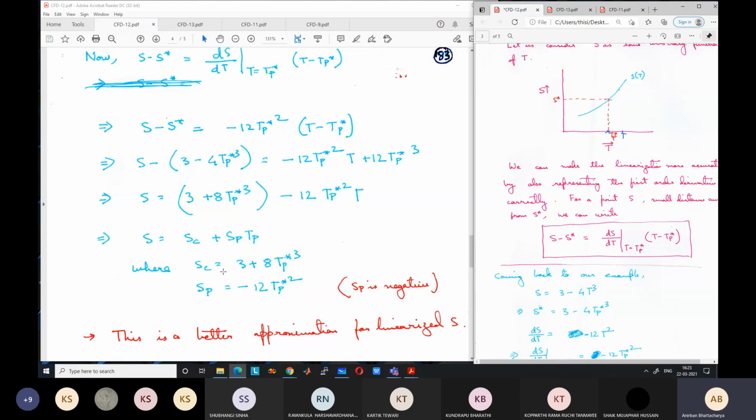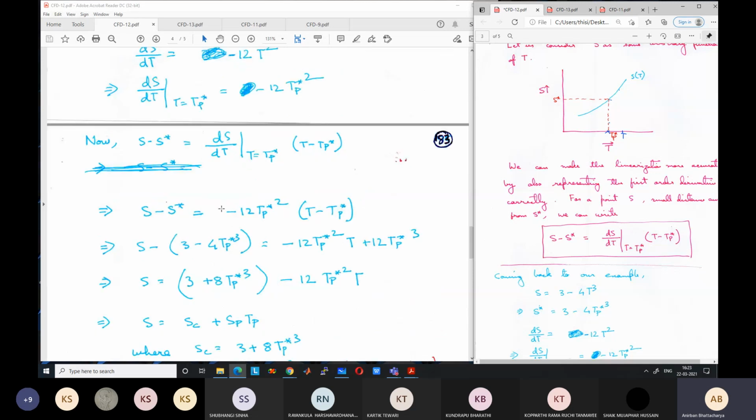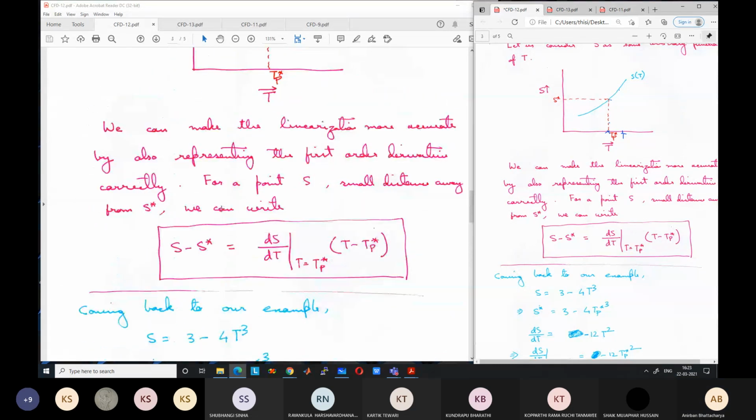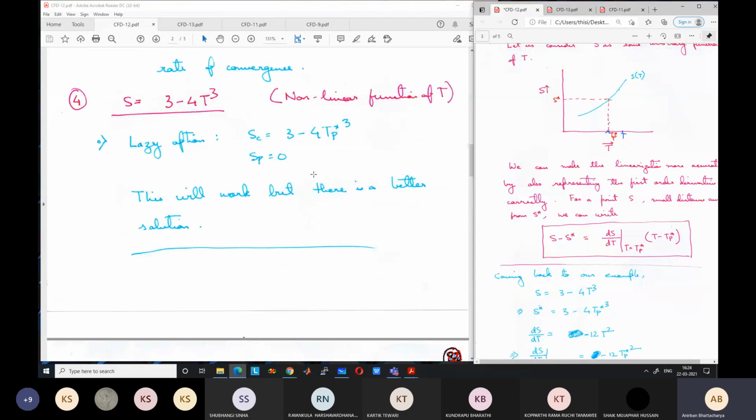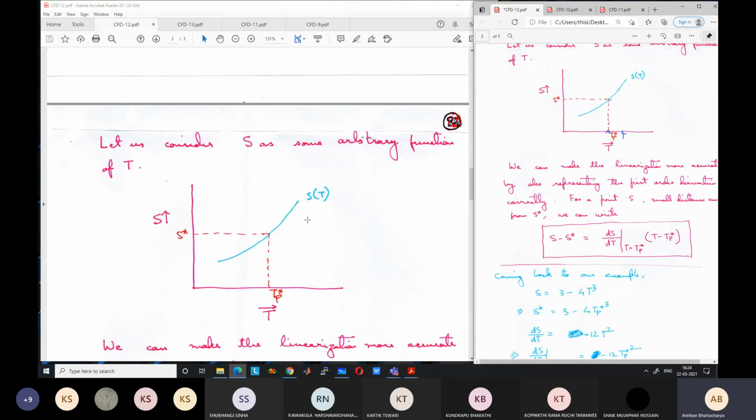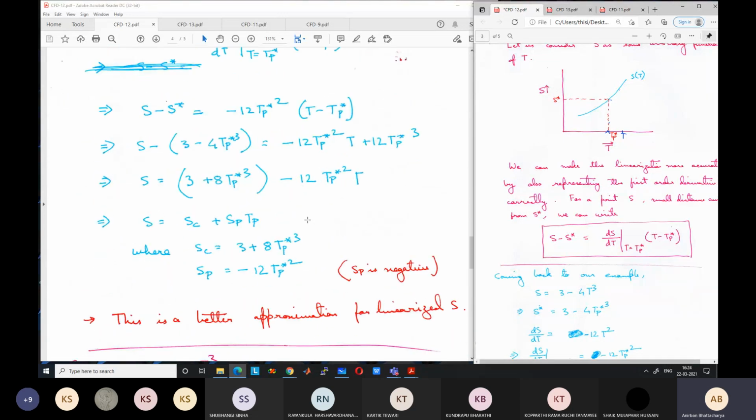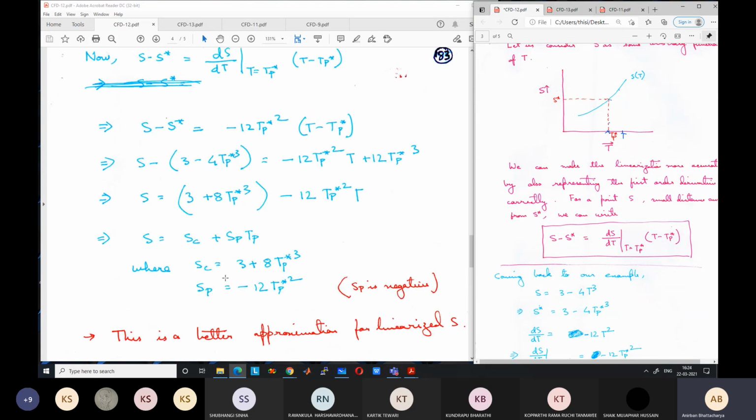As SP is negative, this is a valid approximation. This will lead to faster convergence because this approximates the source term in a better way. We will reach the convergence at a faster rate. So this is a better approximation than our lazy approach. Although the lazy approach will also work, because we have a better option, we should go with the better option. So this is the linearized form of the equation. Any questions?